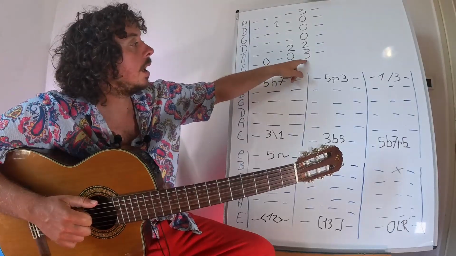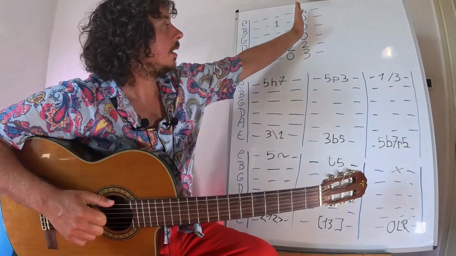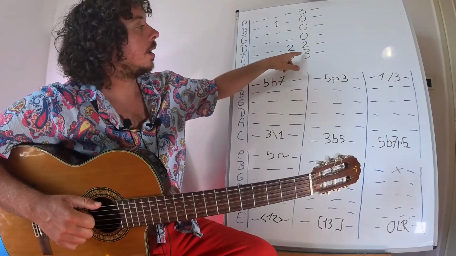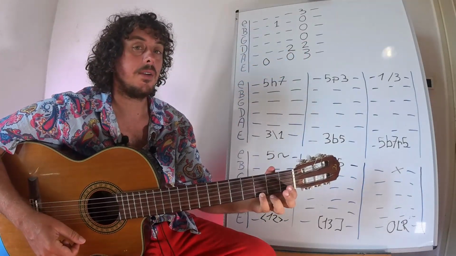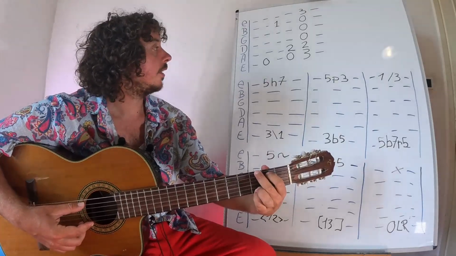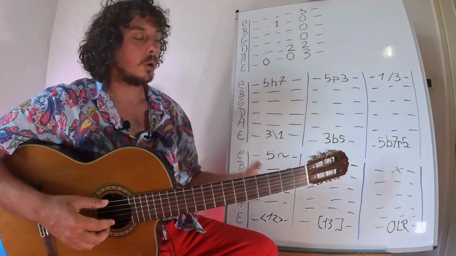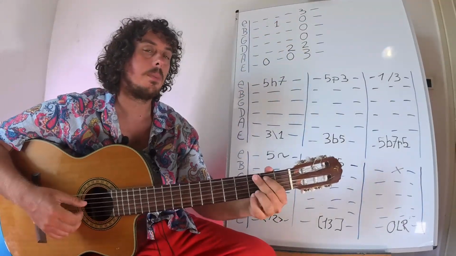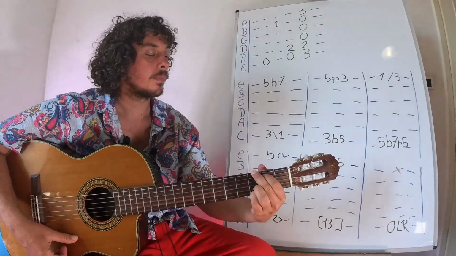Instead, here we have other numbers on the same vertical line. That means that we have to play them all together. So, 3rd fret of the 1st string, 2nd fret of the 5th string, and 3rd fret of the 6th string. The other strings are 0, so that means that we have to play them open. This is a G major, okay?